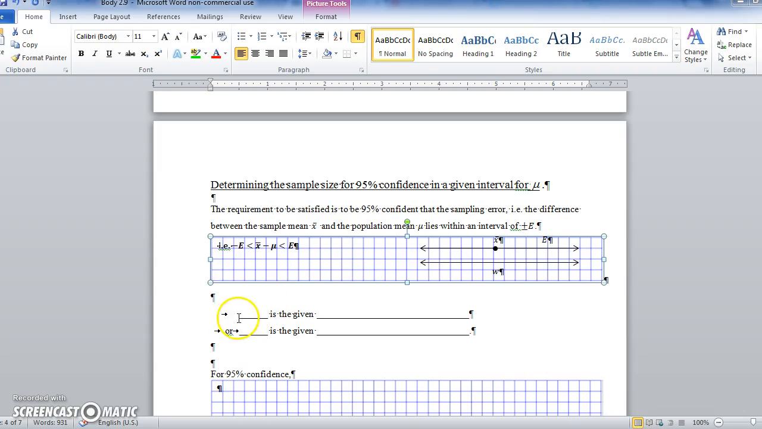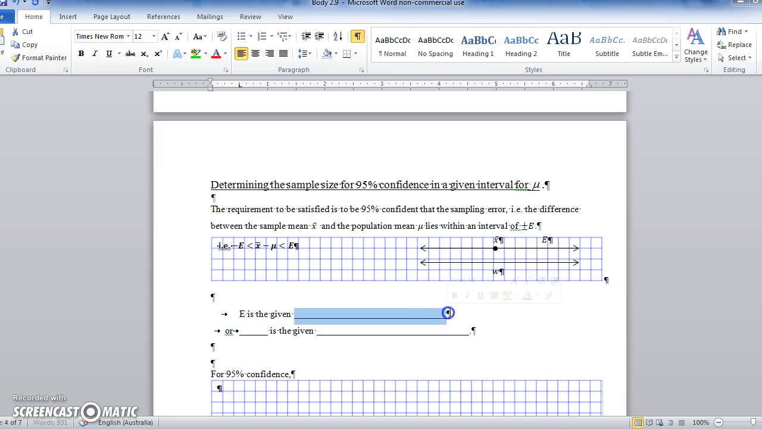So E, that's the capital E, is the given margin of error. So that's what we call the margin of error. So it's the amount of error we have within our confidence interval, and W is the given width of the interval. So that's our whole width of the interval. We call this the given margin of error because that's how much our population mean strays from our sample mean.